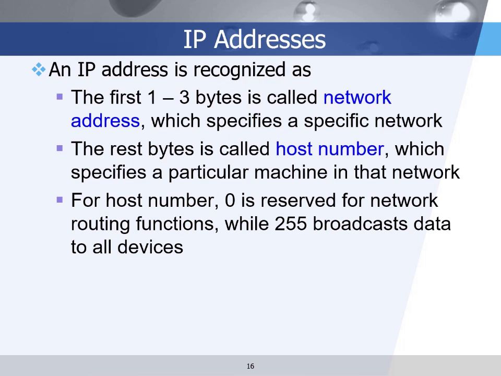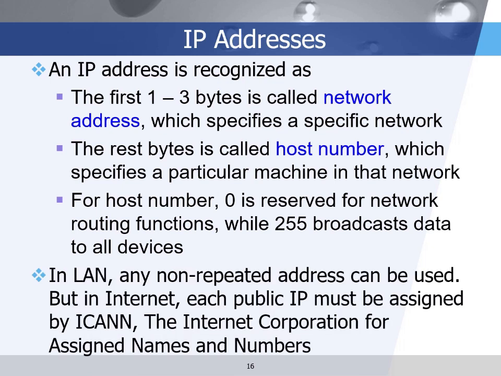The network address can be used to specify a specific network, so each of the numbers in the network address part represents one network, and the host number can represent one machine in that network. And we have 2 special host numbers, 0 and 255. The 0 means the network routing function, and 255 means the broadcast.